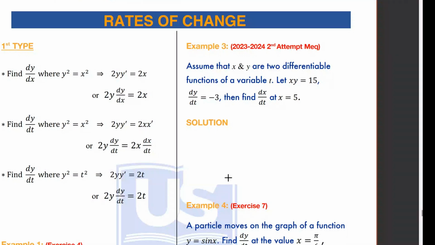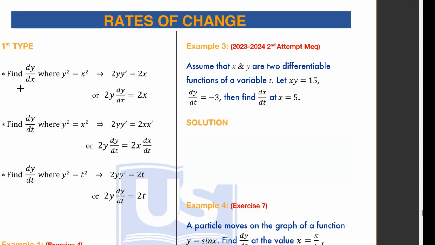Hello guys, this video is about rate of change. We will be studying three types of rate of change questions. Now in this video, I will just mention the first type. So what are we going to face in the first type?